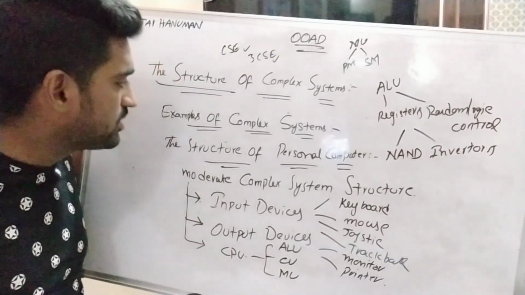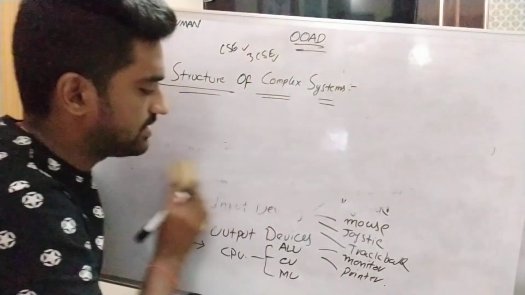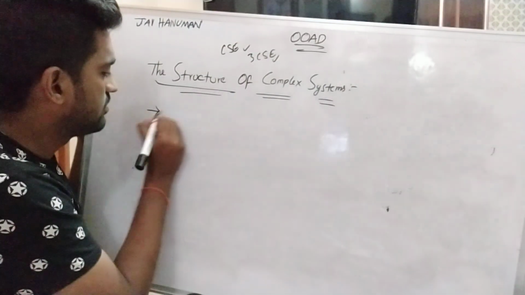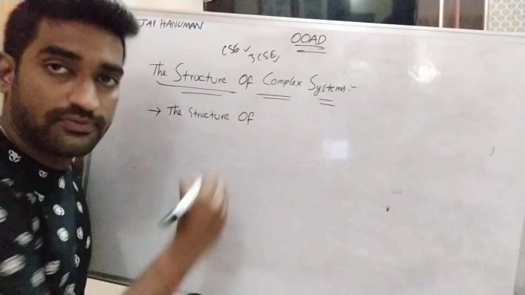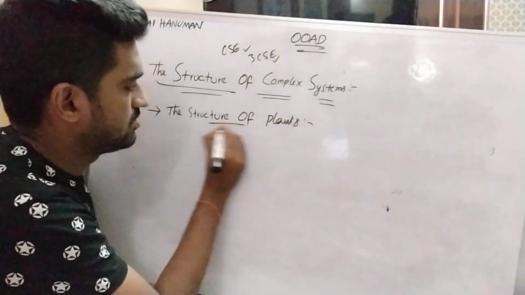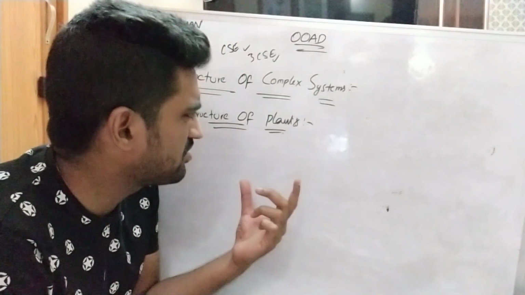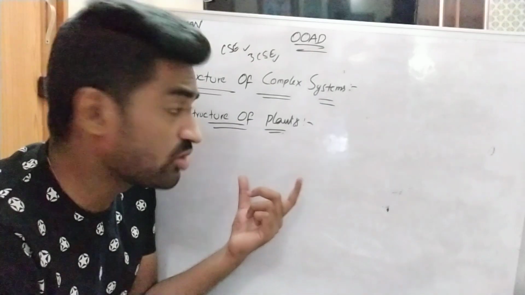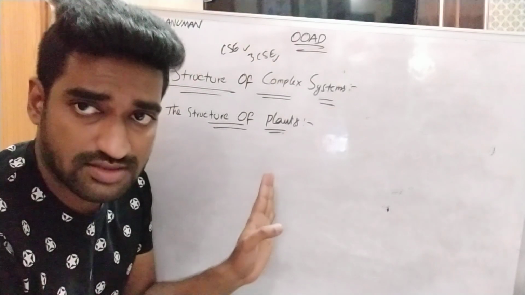What is another example? Here I am taking one more example from biological sciences. The second example is the structure of plants. This is the best example to represent a complex system. This is a more complex system structure in nature, right? This is not a moderately complex system structure, right?